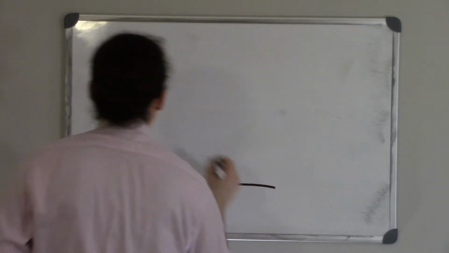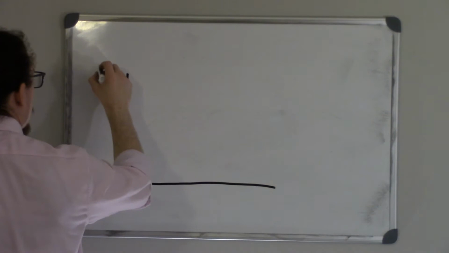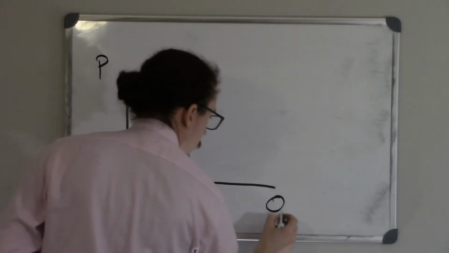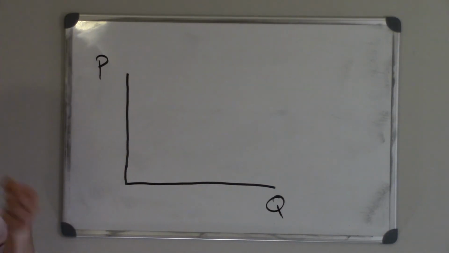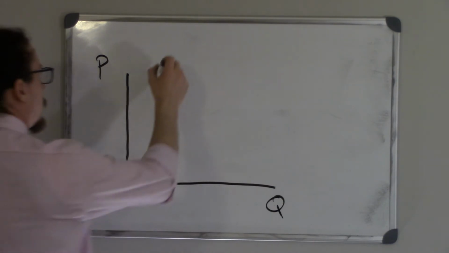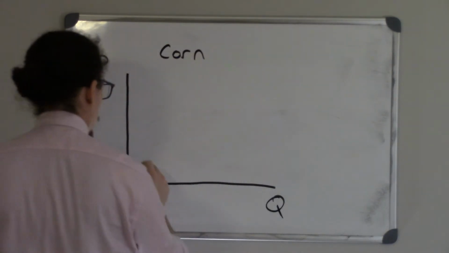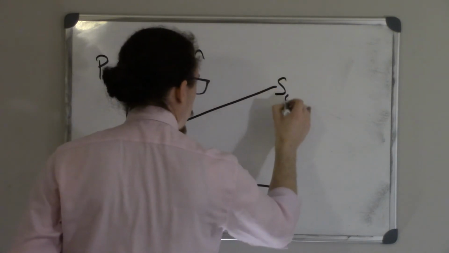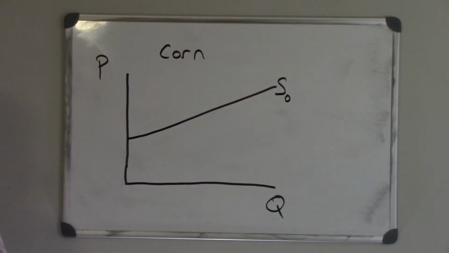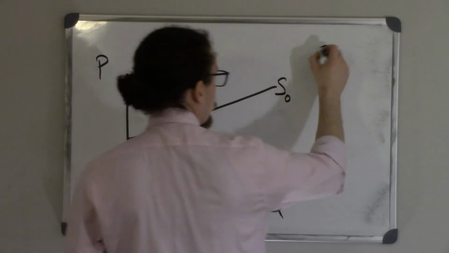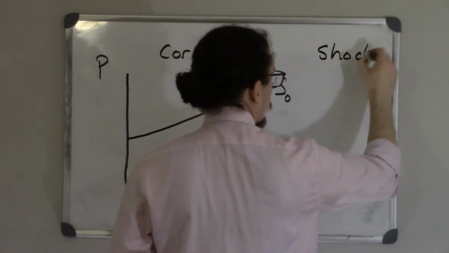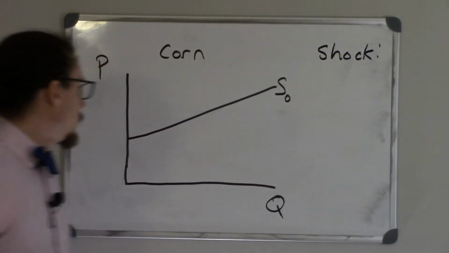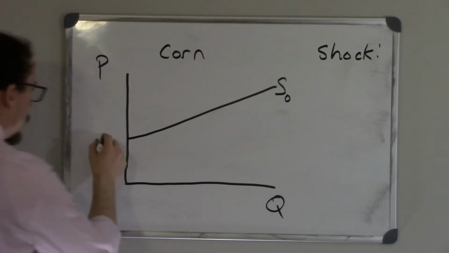Let's see. I don't really want to do my canned soda thing. We'll take a break from canned soda. So let's say we're looking at corn. I don't know. All right, we've got our original curve here. And let's go ahead and put something down here.